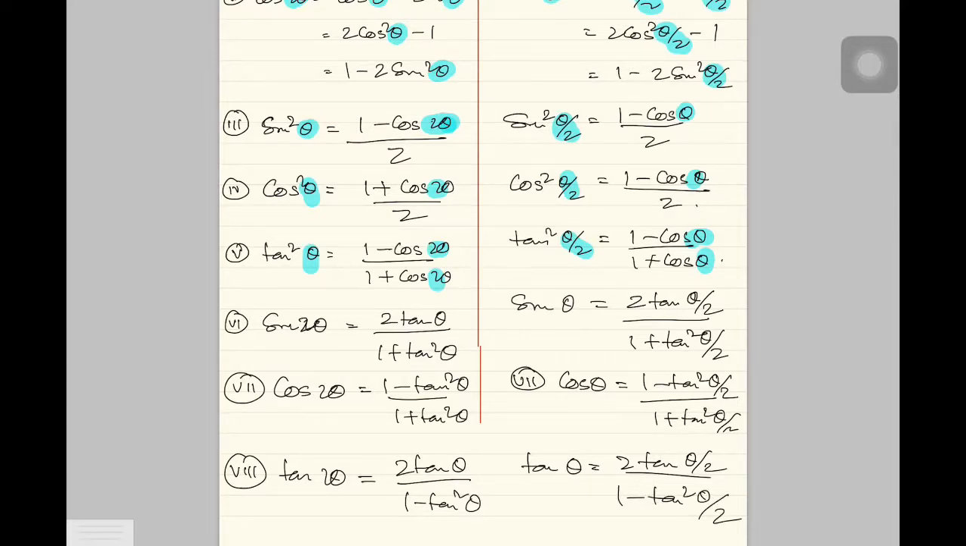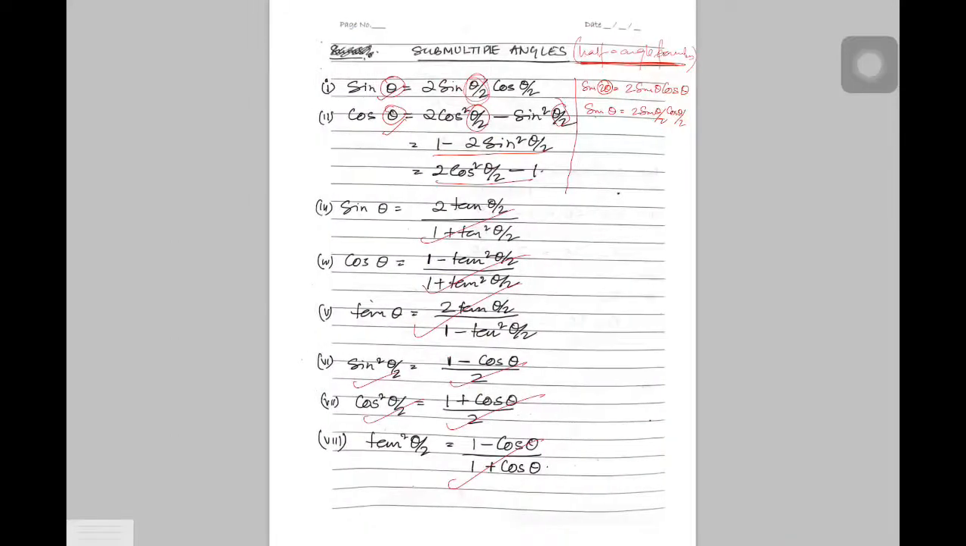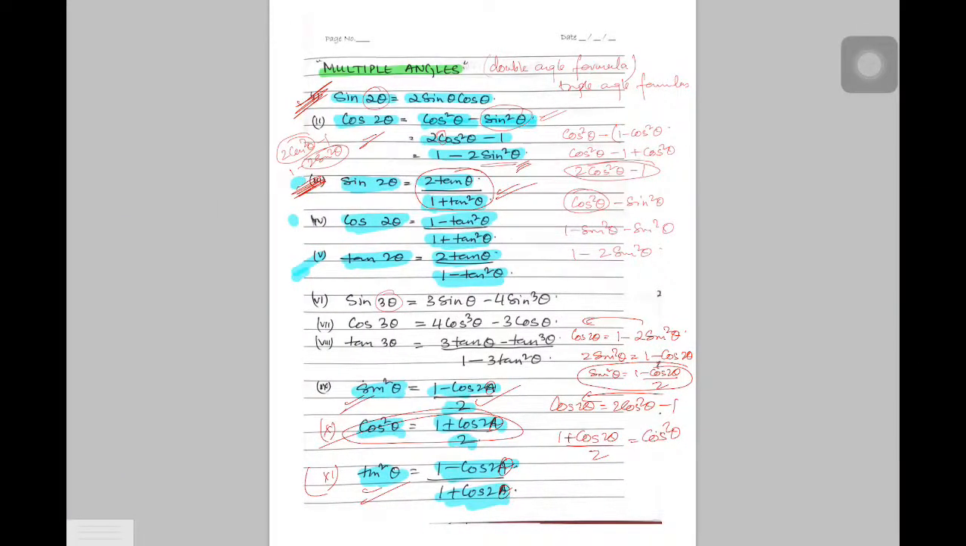On the left, you have written multiple ones. On the right, you have written submultiple ones. The formulas, the sequence are exactly the same. Only the difference is in the angles. Okay. So this is how I want you to write the formulas and understand it. As I have explained here also, I'll attach these formulas below. You just copy this, correct?